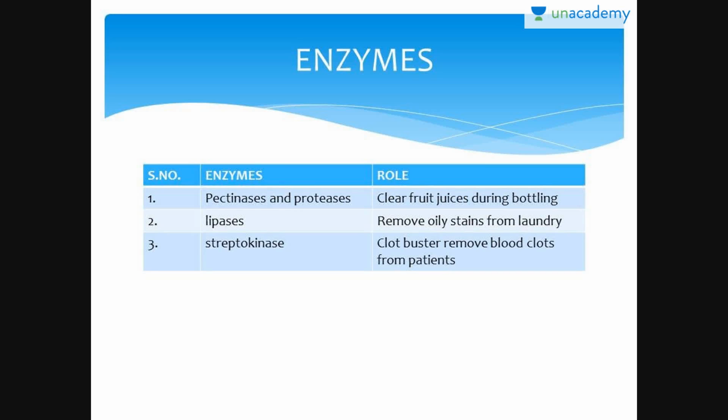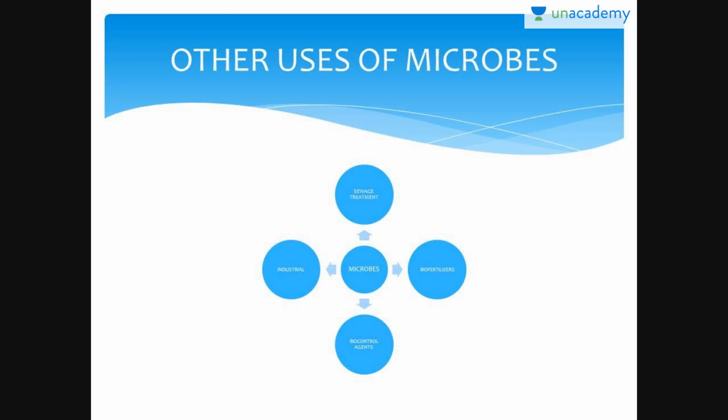Then there are several enzymes and their roles. Pectinase, protease, lipase, streptokinase. So pectinase and protease clear fruit juices during bottling. Lipase removes oily stains from laundry, and then streptokinase, a clot buster, removes blood clots from patients.